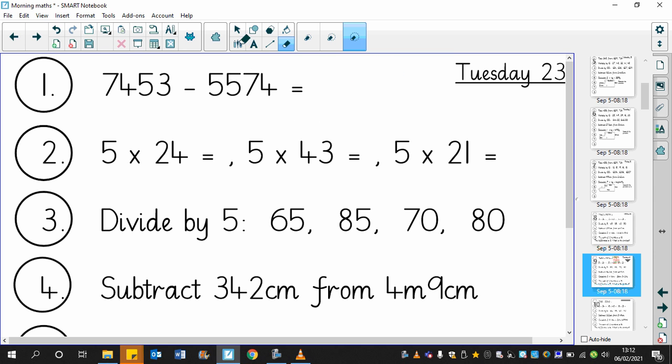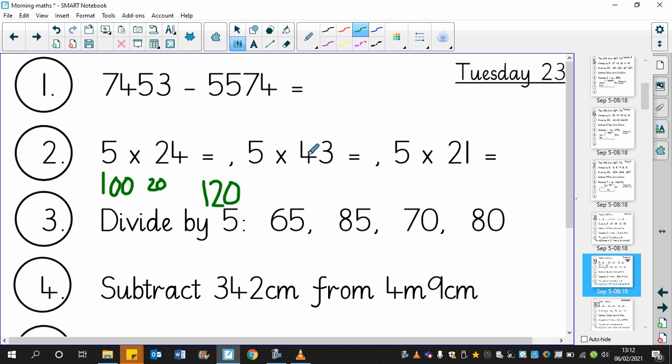On to question 2, the little multiplies. Okay, so 5 times 24. Let's do 5 times 20. Well, 5 times 2 is 10, so 5 times 20 has got to be 100, hasn't it? So we can write 100 there. And then 5 times 4 is, of course, 20. So therefore the answer is, you have to add those two numbers up. So therefore the answer equals 120. And there we go.